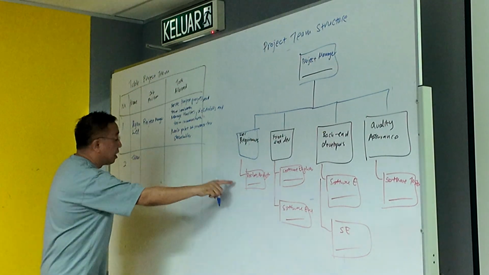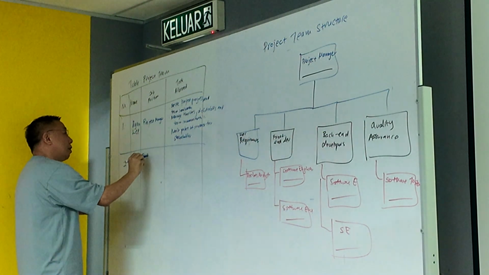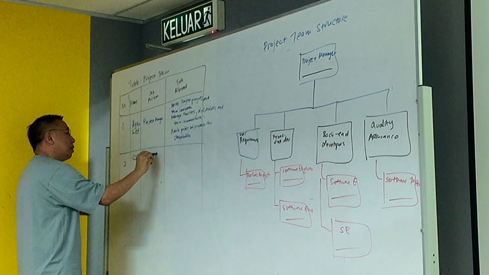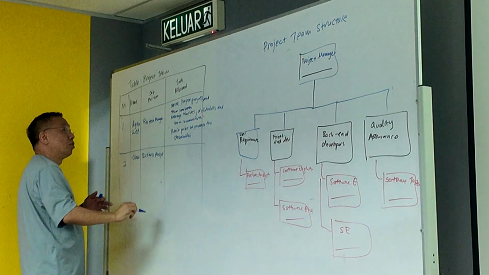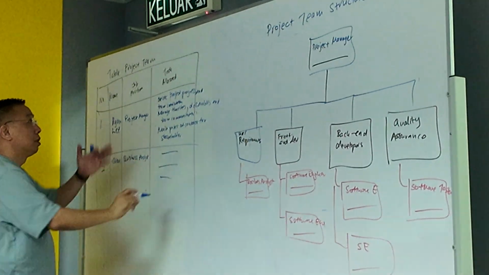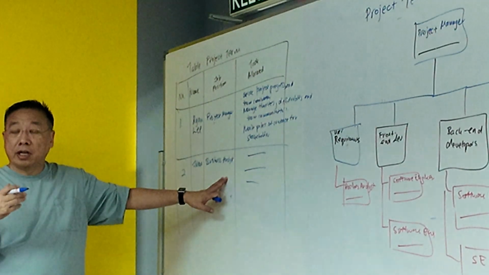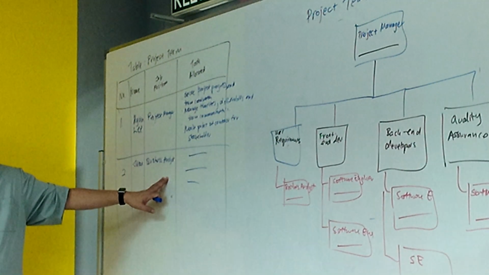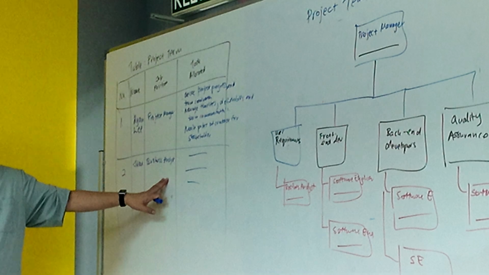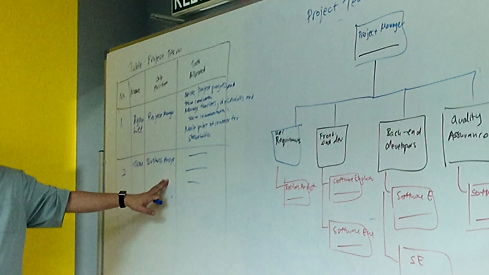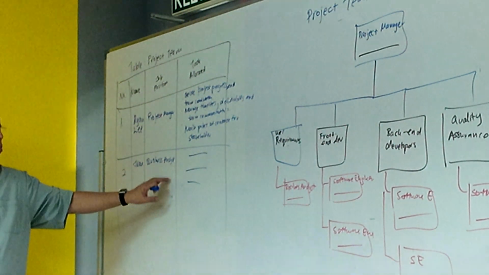What's the first one? Business analyst. So write 2 or 3 tasks allocated that the business analyst will do. Responsible for gathering user requirements, analyzing and documenting the user's requirements, clarifying the user's requirements.